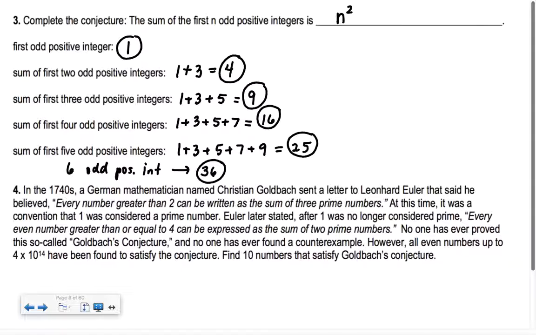However, all even numbers up to 4 times 10 to the 14th, think how big that is. That's 4 with 14 zeros after it. Every single even number all the way up to that has been proven to satisfy this conjecture. So we're going to find 10 numbers that satisfy Goldbach's conjecture.